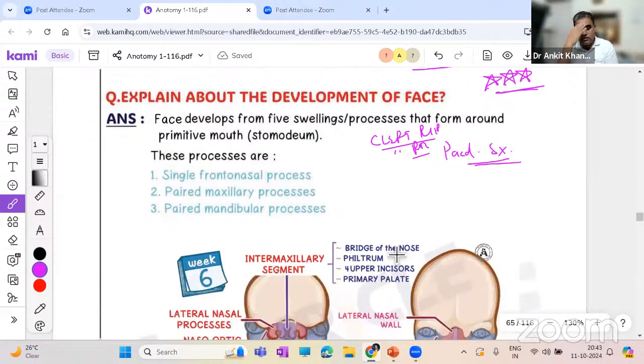In the beginning, we have the frontonasal process, which gives rise to the nasal processes, medial and lateral nasal process. Medial is more toward the middle, lateral is more to the side. Then we have the maxillary process and mandibular process. These 4 or 5 processes give rise to the whole structure of the face, as simple as that.